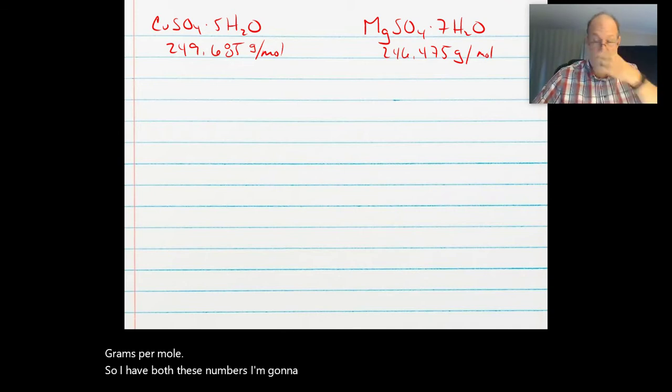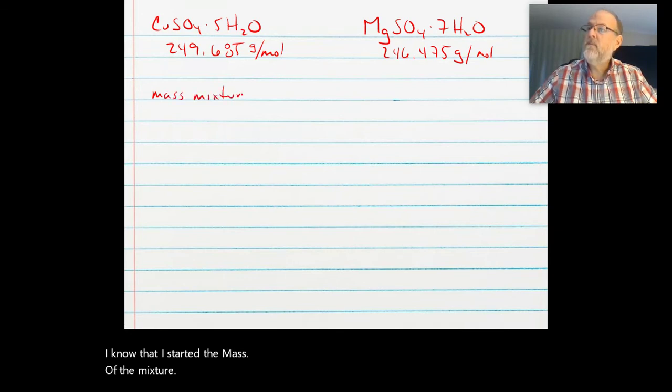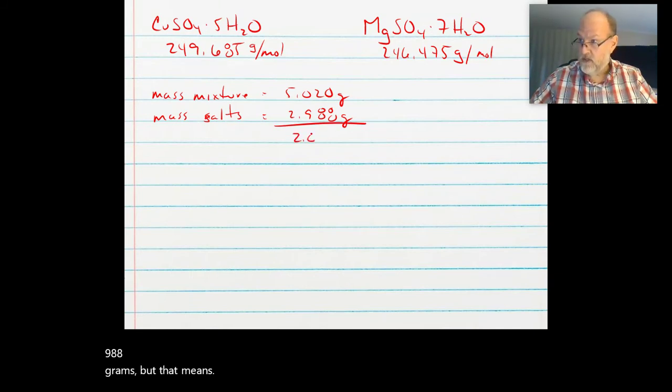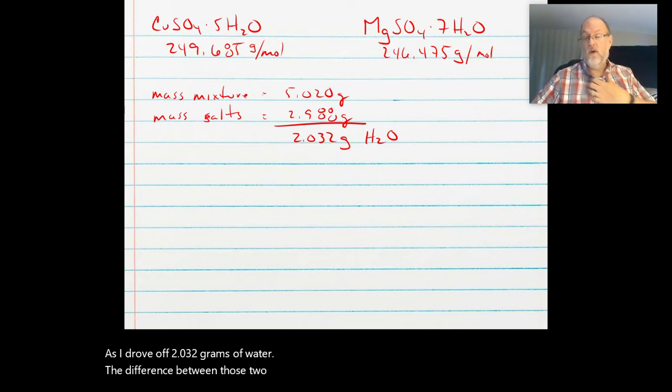I know that I started the mass of the mixture was 5.020 grams. I know the mass of the salts was 2.988 grams. What that means is I drove off 2.032 grams of water. The difference between those two numbers is the number of grams of water total that I have here.